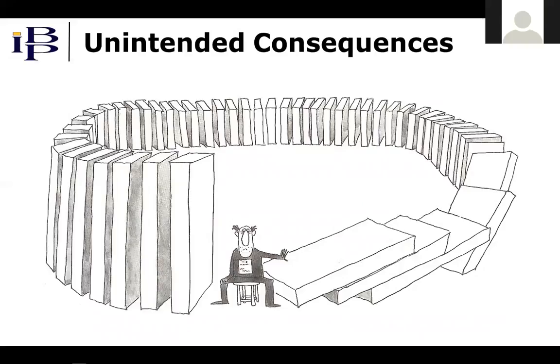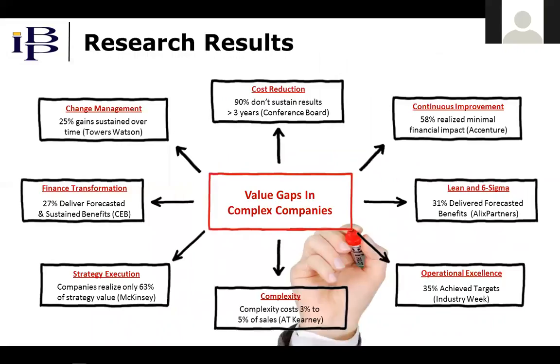People talk about a picture representing 1,000 words. This is kind of one of them. And when you don't have that kind of picture, these are some research studies that talk about the value of these management systems. I'm not going to go into each of them, but there are two that I would highlight. One at the top, in terms of cost reductions: 90% of companies don't sustain results for more than 3 years, and complexity costs 3 to 5% of sales.